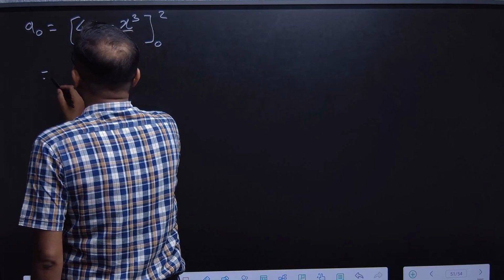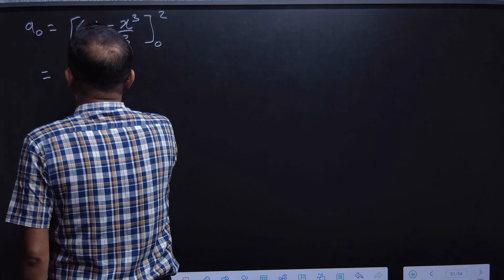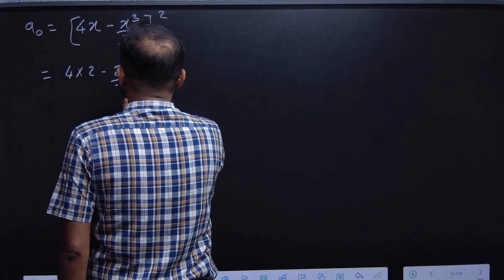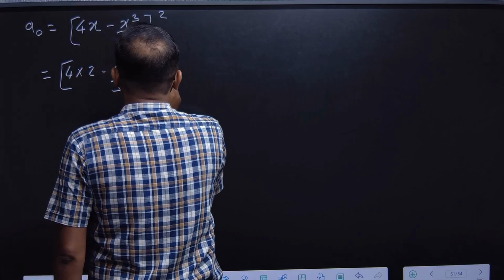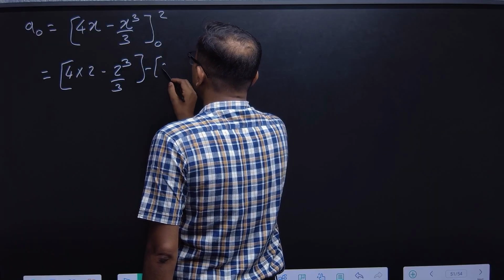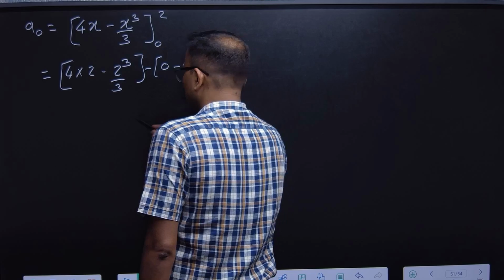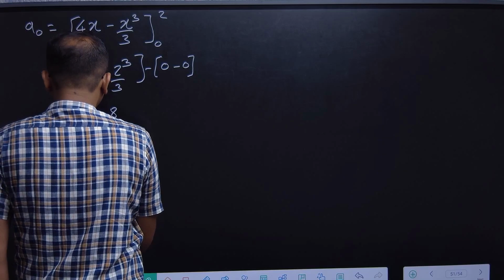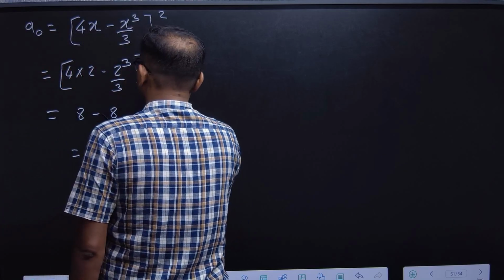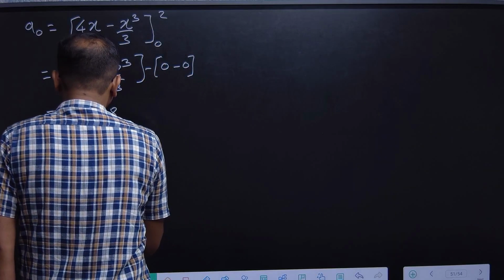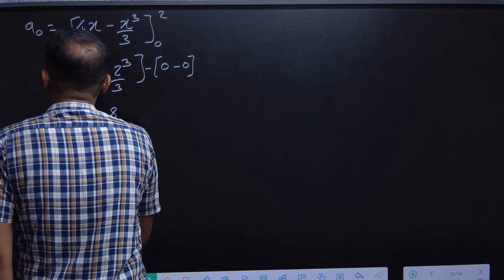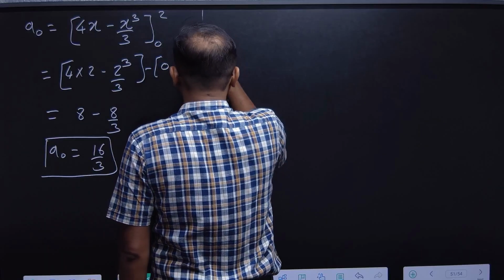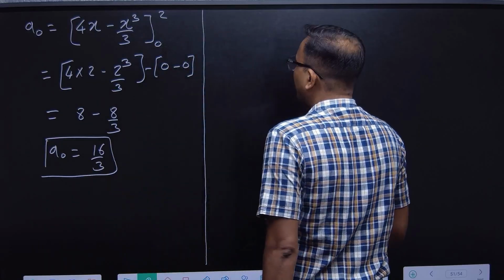We'll substitute the respective values. So in place of x, if you put the upper limit 2, it will be 4 into 2 minus, in place of x we write 2, it will be 2 cube upon 3, the upper limit, minus the lower limit. If you put the lower limit 0 in place of x, 4 into 0 is 0, 0 cube is 0. So this comes out to be 8 minus 8 by 3. We find this value, so it will be 24 minus 8, that will be 16 upon 3. Okay, a0. This value you can find on a calculator also directly. We have found out a0, and now to find an.